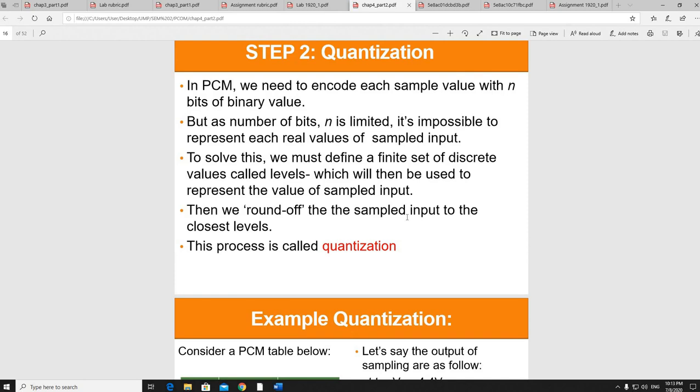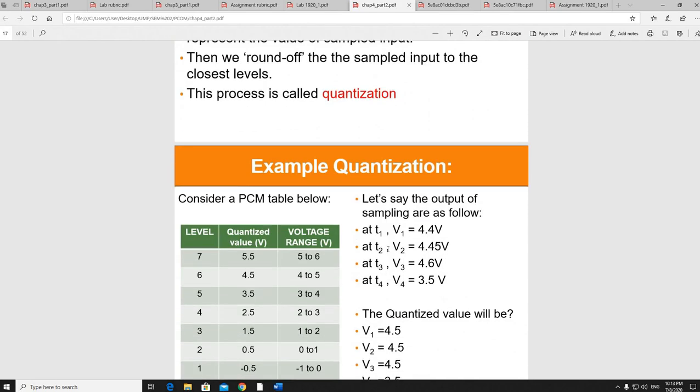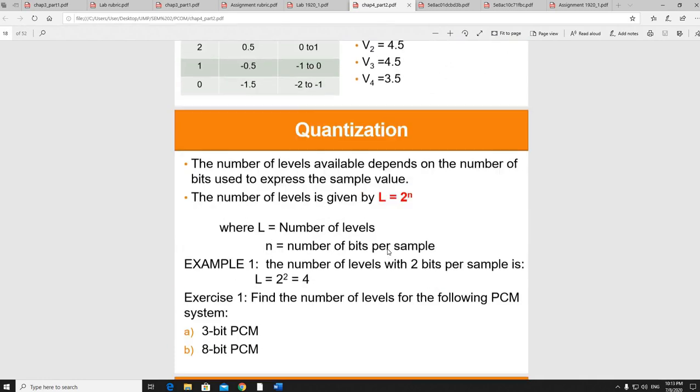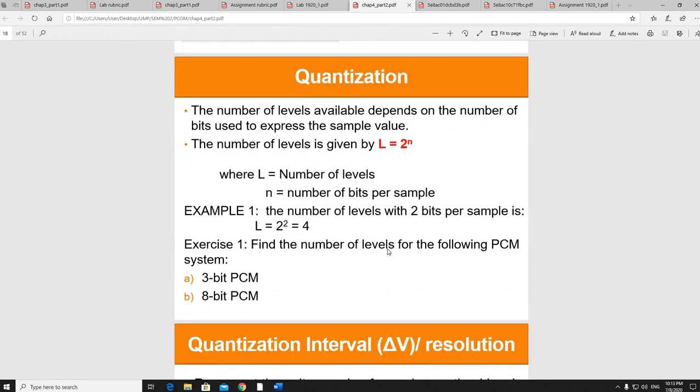Quantizing involves calculation. You have to calculate the number of levels, based on how many bits you want to encode. Let's say you want to encode 2 bits, you get 4 levels. If you want 3 bits, you get 8 levels.